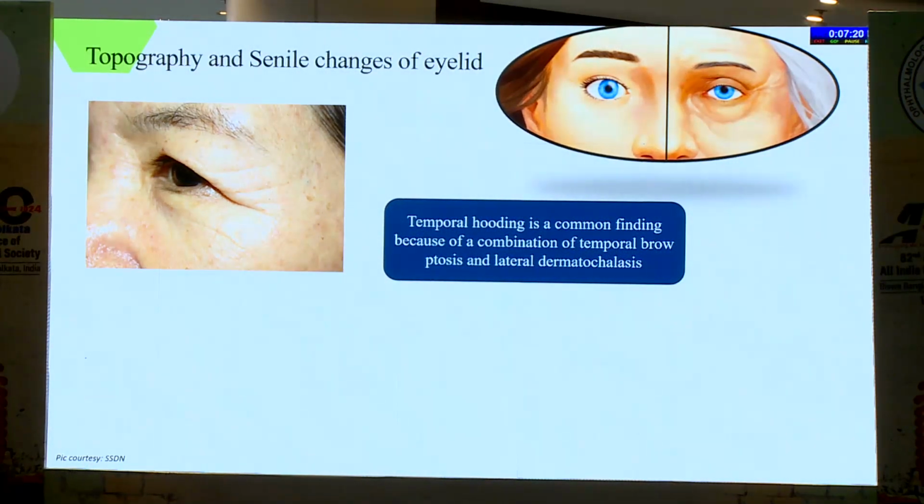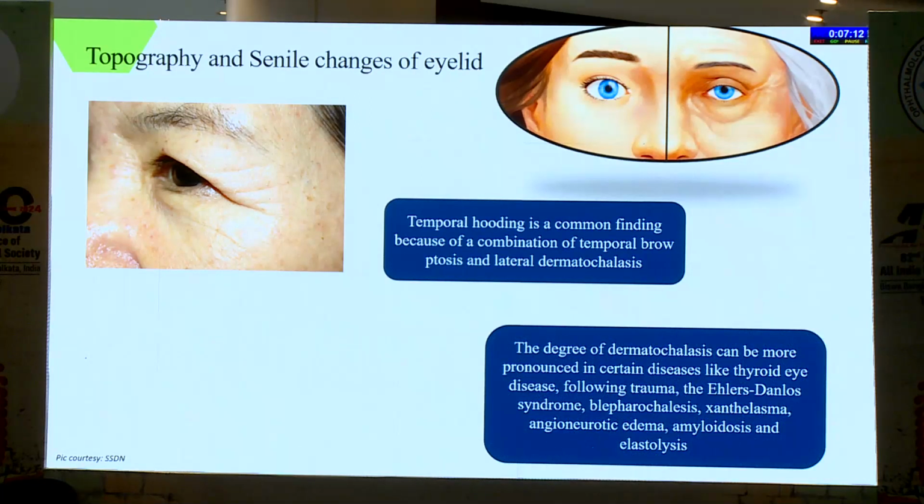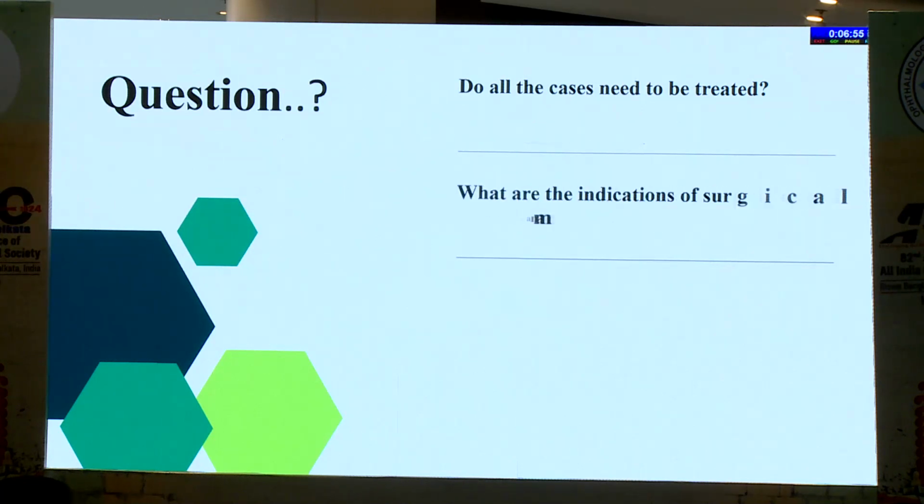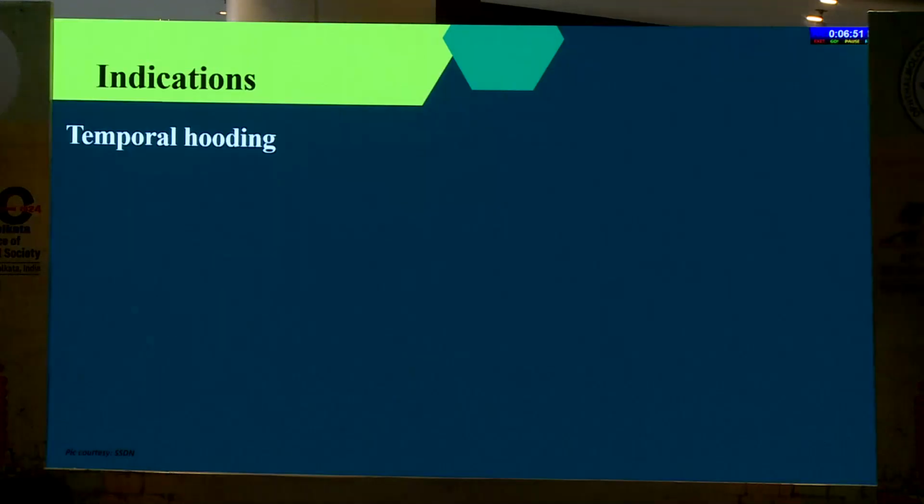Now, as you can see here, there's temporal hooding, which is a common finding in the elderly population. It is a combination of temporal brow ptosis and lateral dermatochalasis. The degree of dermatochalasis can be more pronounced in certain conditions like thyroid disease, following trauma, Ehlers-Danlos, blepharochalasis, xanthelasma, and angioneurotic edema. Now, the question arises: do all of these cases need to be treated? What are the indications for surgical management? And what are the different options that are available?